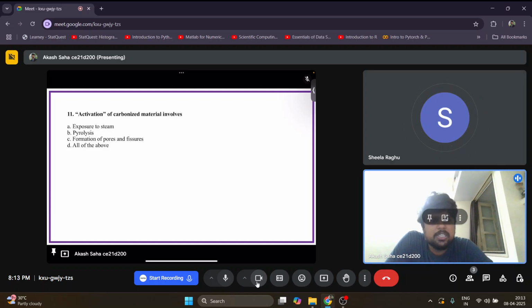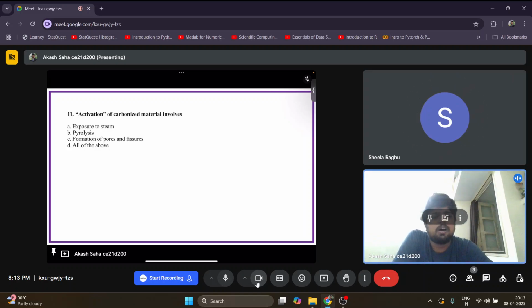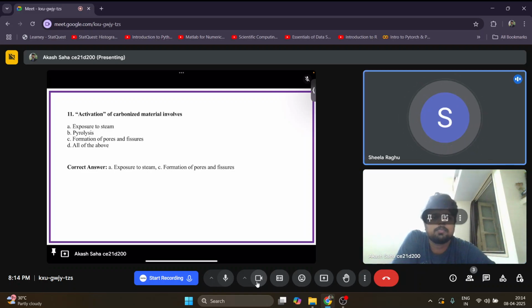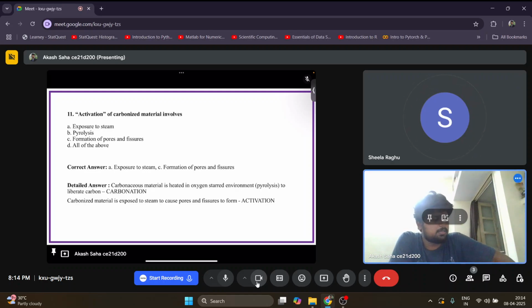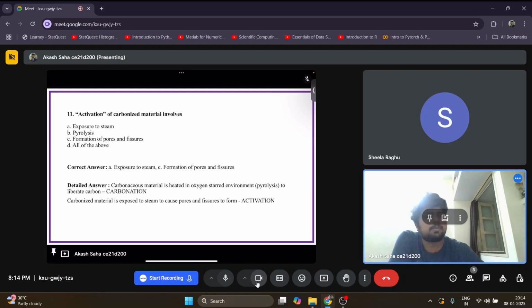In activation, we generally expose it to steam. With the exposure to steam, we will increase the surface area. By surface area, I mean it will increase the number of pores and fissures. So by activation, we mean exposure to steam or the formation of pores and fissures. Okay, sir, so this is called carbonation? No, this is known as activation, and carbonation is the process of pyrolysis, the formation. Okay sir, so two different things. One is carbonation, one is activation.